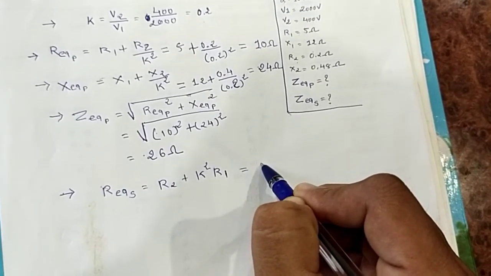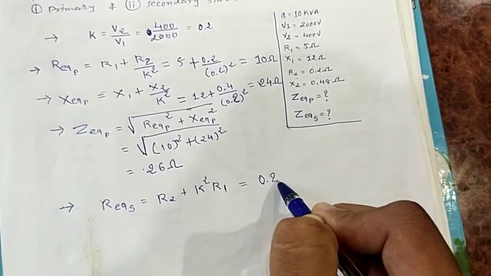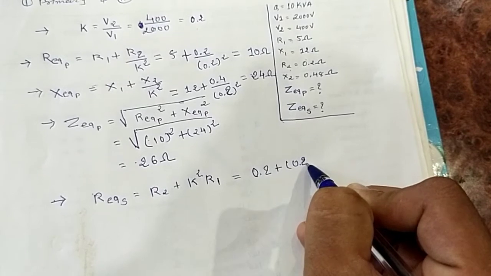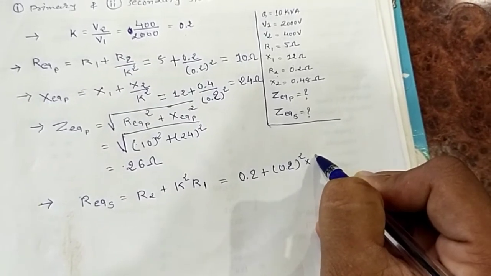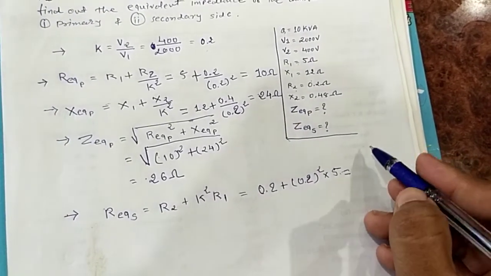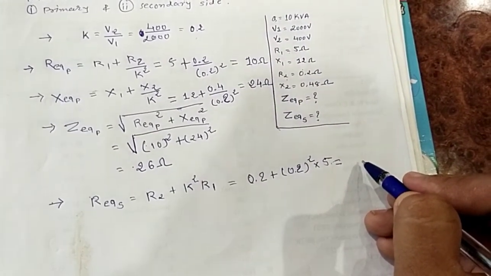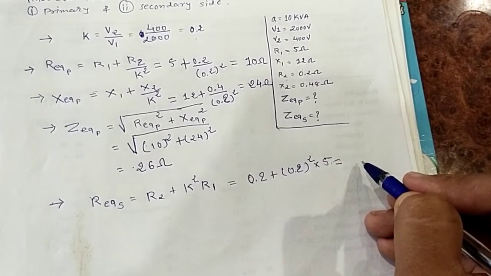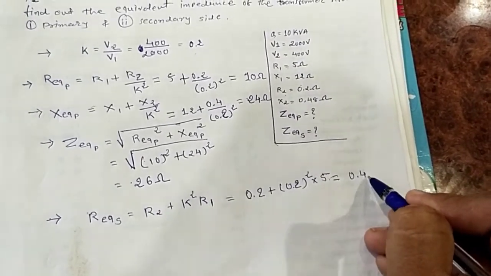Now the value of R2 is 0.2 plus 0.2 whole square into R1, 5, and we get the answer: R equivalent of secondary is 0.4 ohm.